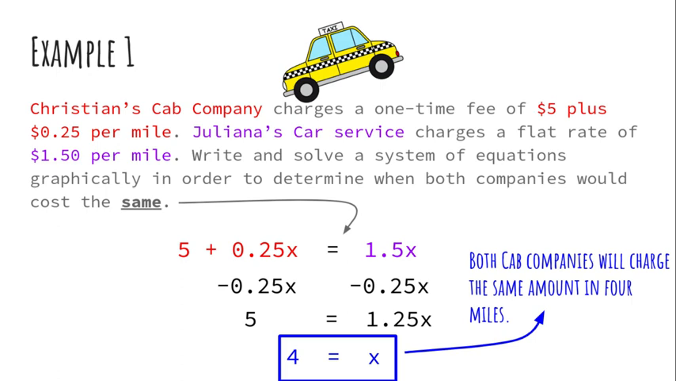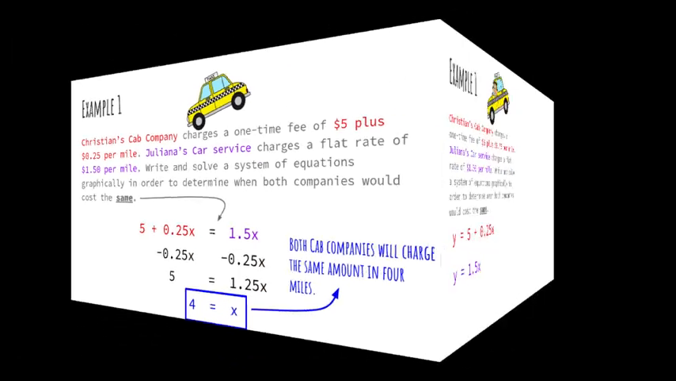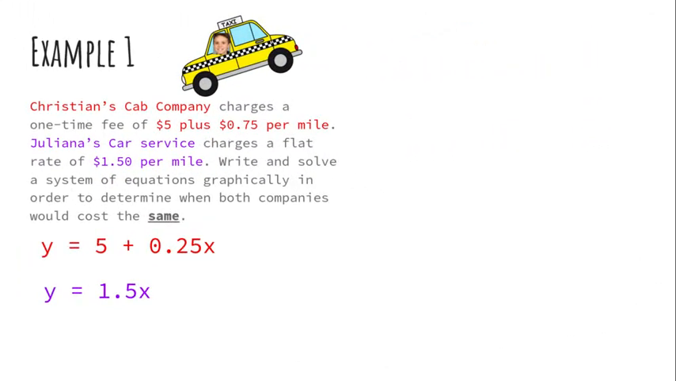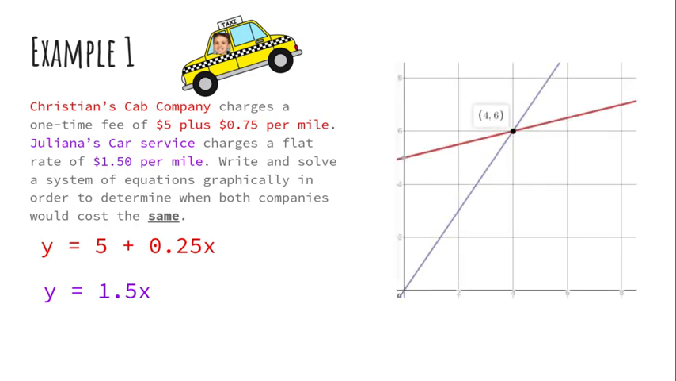The other way of doing this is to represent both as actual equations. So representing Christian's cab company with the equation y equals 5 plus 0.25x, which would mean y would be the cost and x would be the miles, and then Juliana's would be y equals 1.5x. And if you graph them, you'll see that they intersect at the point (4, 6). In this case, that point would mean 4 miles, and the cost would be $6. So in 4 miles, both cab companies would cost $6.